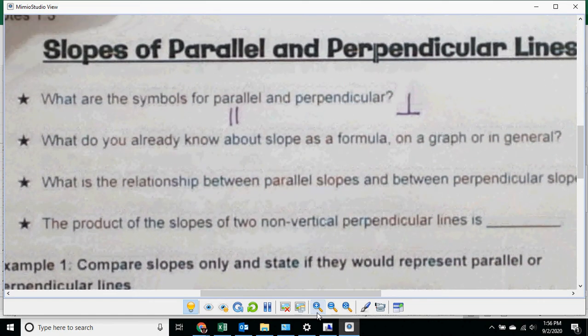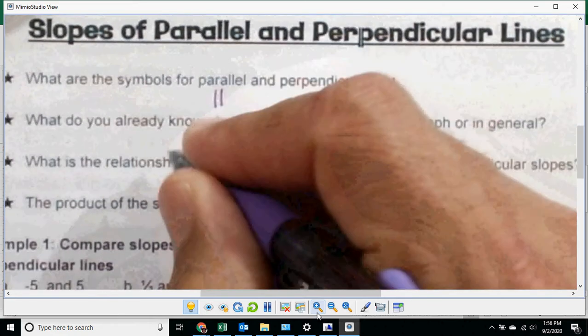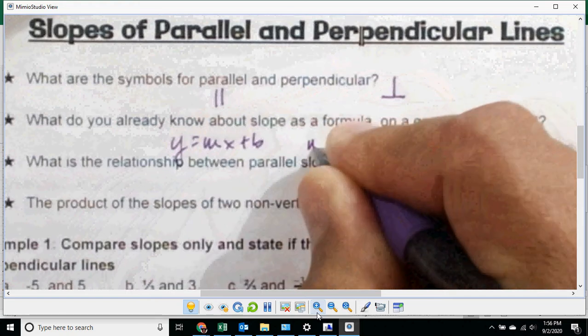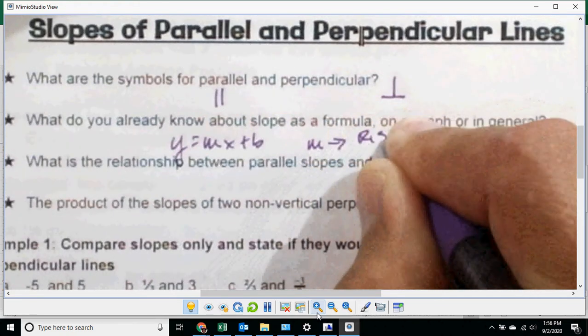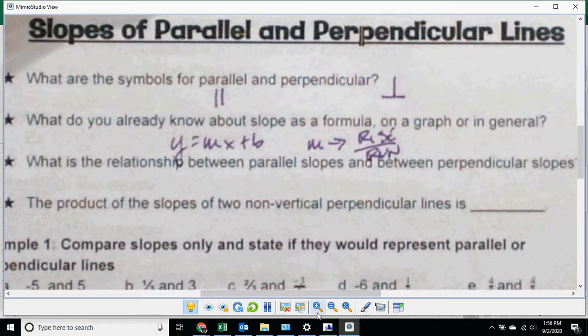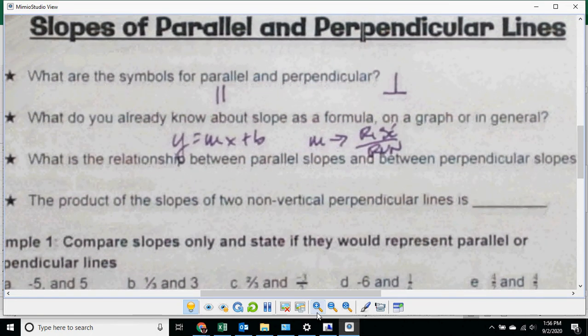What do we know about slope? Well, we know that y equals mx plus b. M is rise over run. All right, it's a rate of change of a linear equation. Rise over run. That's slope.